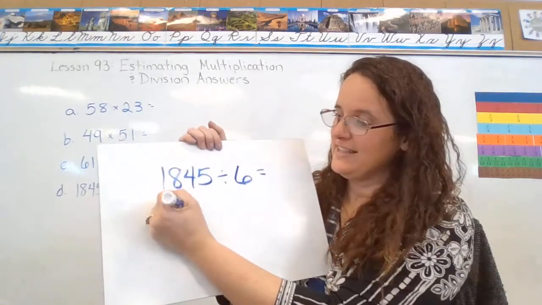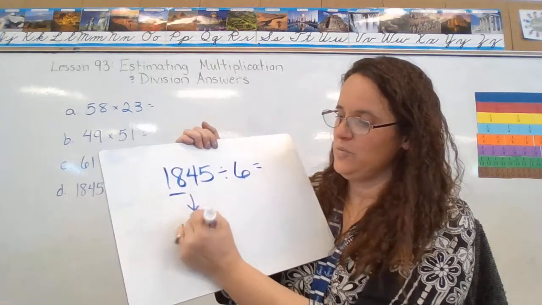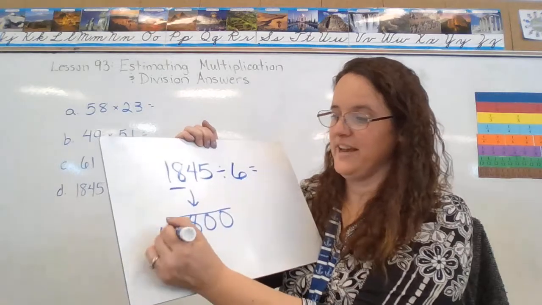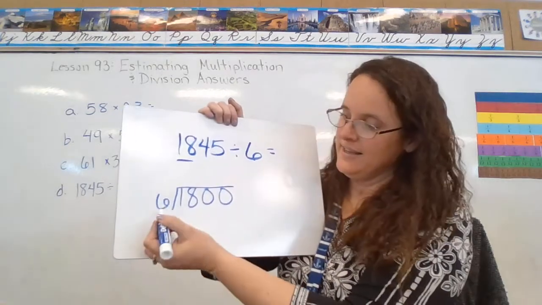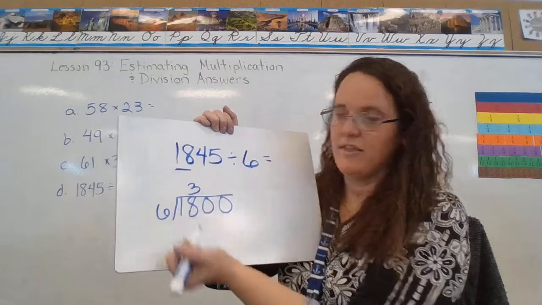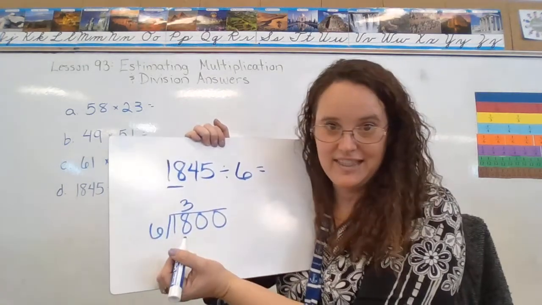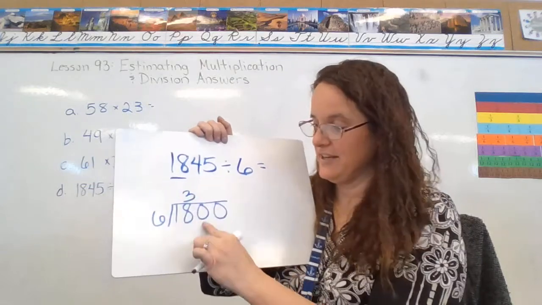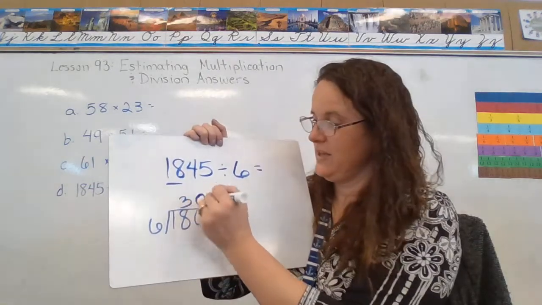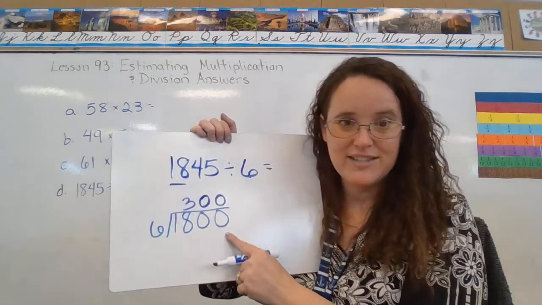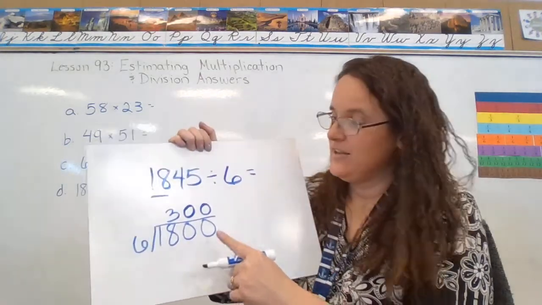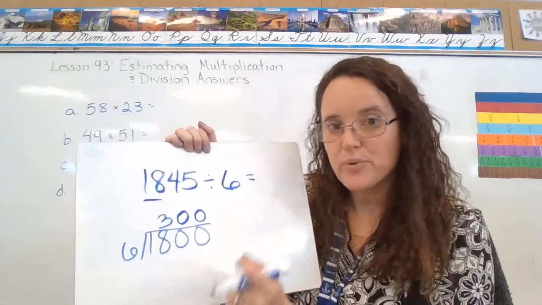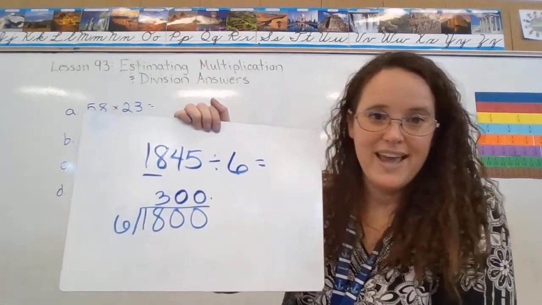Hey, I see an 18 here. So I'm going to take this number and turn it into 1,800. Because I know when I divide by 6, 6 goes into 18 3 times. It goes in evenly. So I don't even have to do any of that multiplying and subtracting stuff here because the rest of these are zeros. So that means the rest of my answer is going to be zeros. So 1,845 divided by 6 is approximately 300.